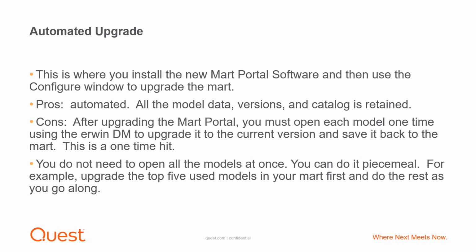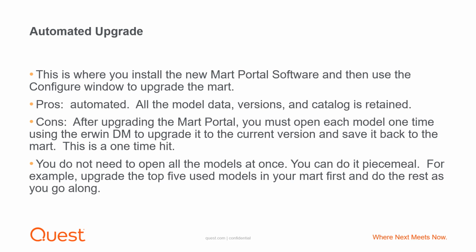The automated upgrade is where you use the Mart Configure window to upgrade the database in place. For this, you'll need to install the Mart Portal software, the latest version, and then you'll run the Mart Configure window, connect to the database, and upgrade it. We'll demonstrate this later.